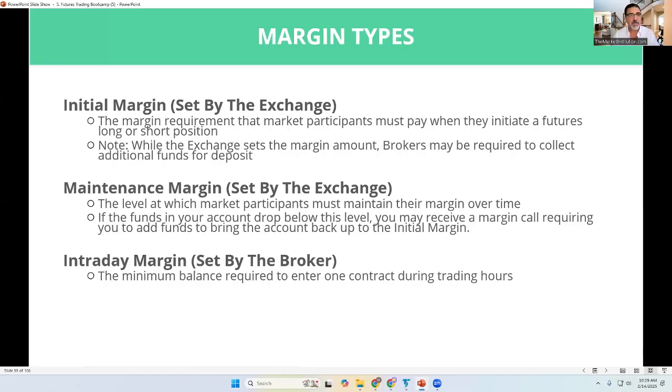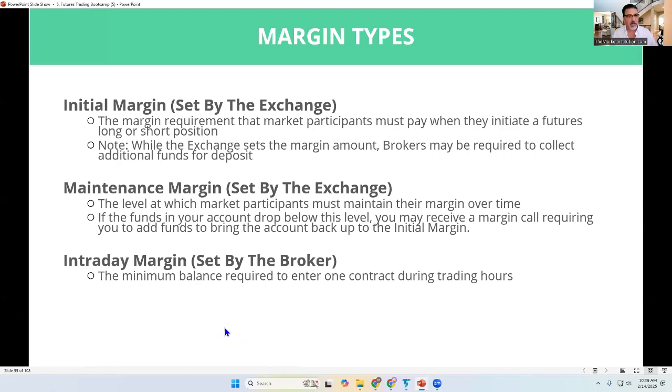Maintenance margin, also set by the exchange, is the level at which market participants must maintain their margins over time. Okay, that means there's an initial amount of margin that must be there when you open the trade, and then there's a maintenance margin, that dollar amount that must remain in the account the whole time the position is open, kind of like a collateral. If the funds in your account drop below this level, you might receive a margin call. Okay. You might be forced to close out your position.